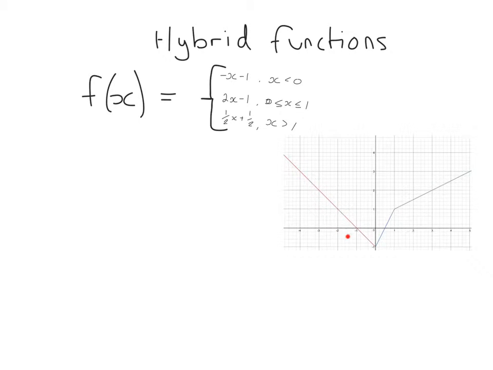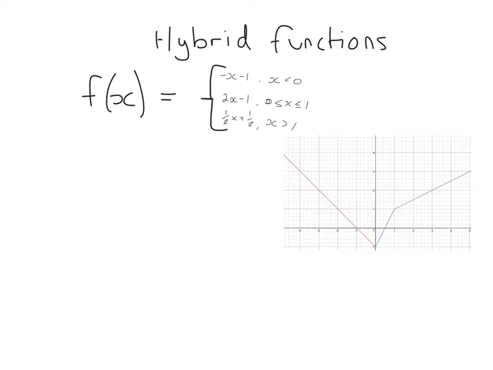Here's section 1 when x is less than 0. Here's section 2 in the blue when x is between 0 and 1. And here's section 3 in the green when x is bigger than 1. You'll notice that at each point, at each joint, it has a sharp point.